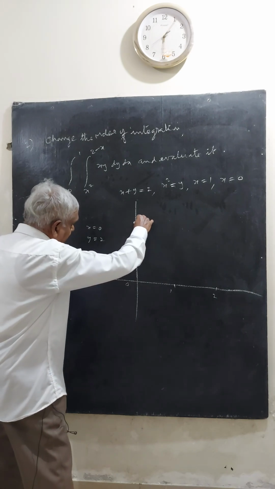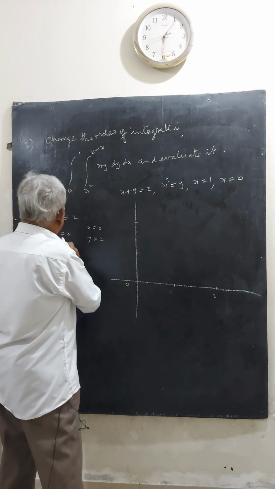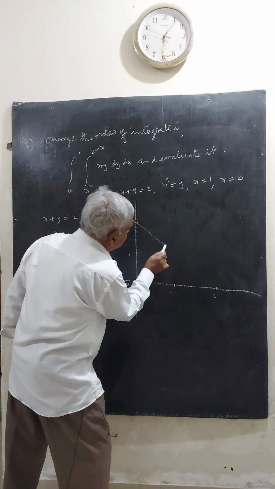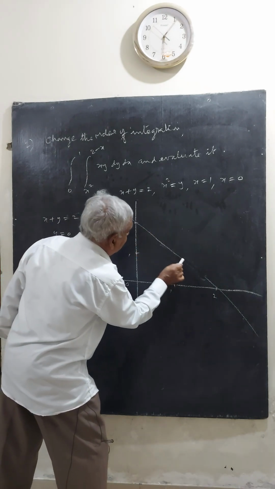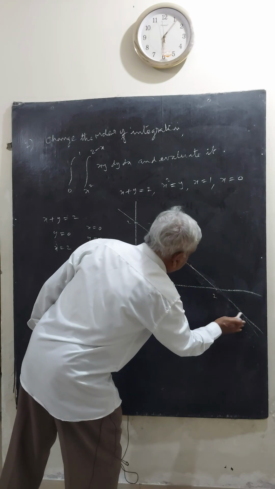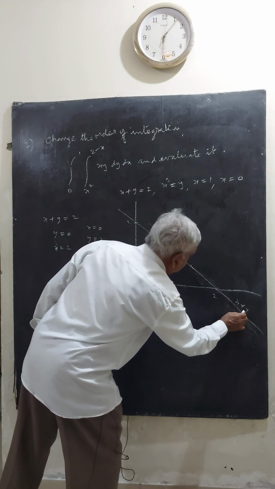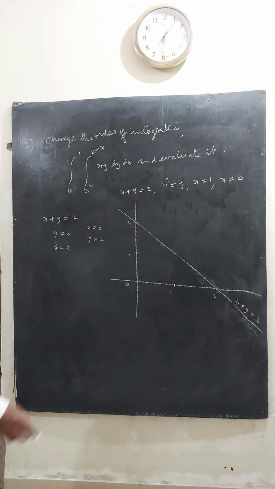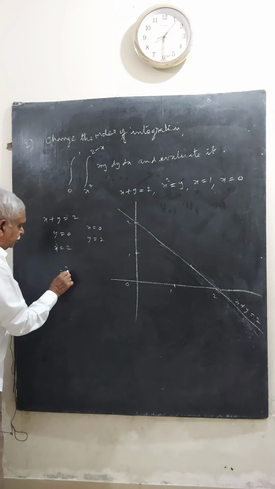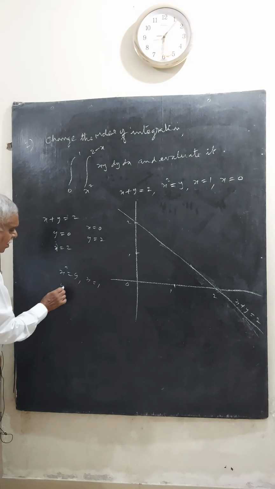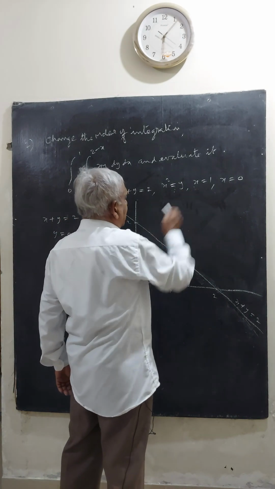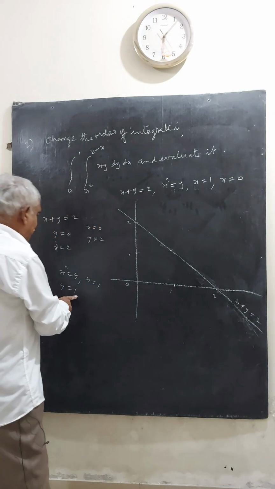1, 2, and 1, 2, draw the straight line. This is the required straight line. X plus y equal to 2, we have drawn the straight line. Then x equal to 1, y also equal to 1. Therefore at this place, these two curves cut at the point x equal to 1, y equal to 1.